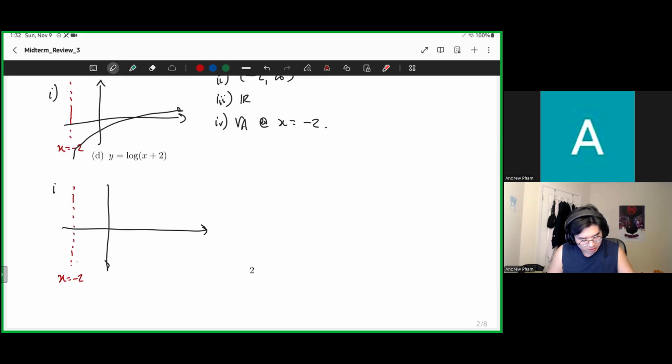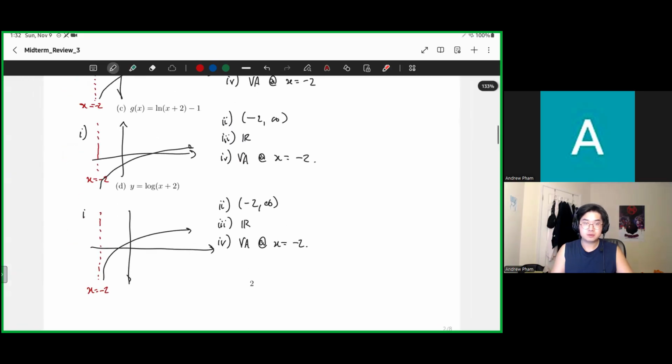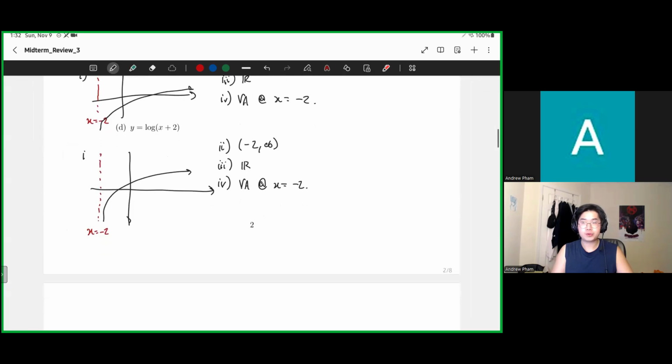Y is equal to log base 10 of x minus 2. It's still a logarithm shifted 2 units to the left. So my domain is still minus 2 to infinity. My range is still the real line. My VA is still at x equals minus 2. Okay.